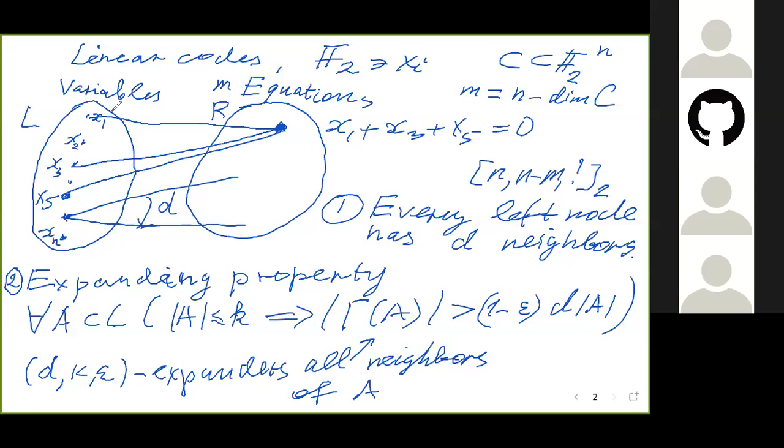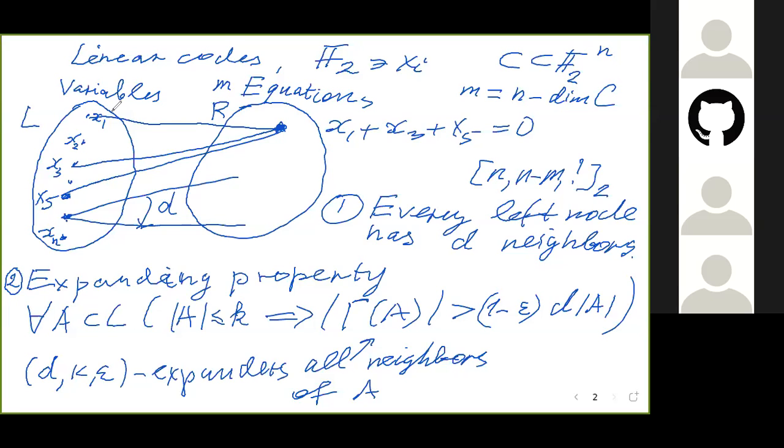It's clear that we can't demand that all subsets of L get expanded, because typically R is less than L. So R is the number of equations. Of course, we want the number of equations to be less than the block length. Otherwise, the rate will be negligible. So typically, the number of equations is a certain fraction of the number of variables. So it's impossible that all the sets get expanded.